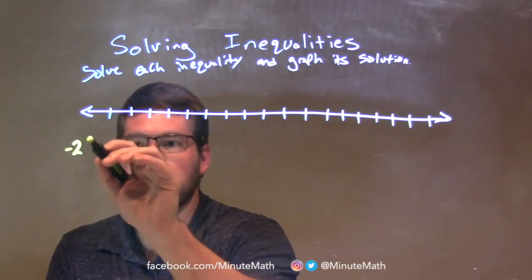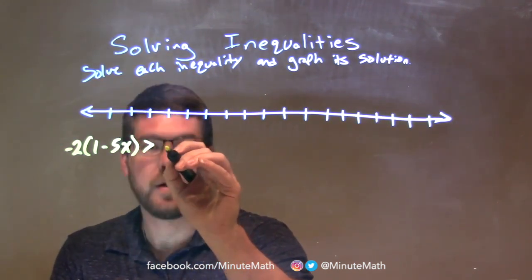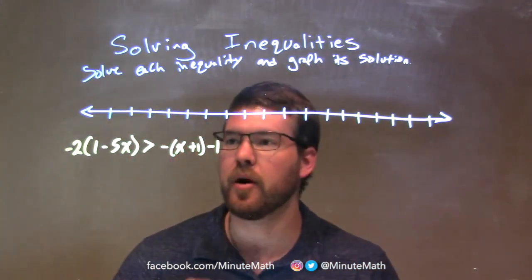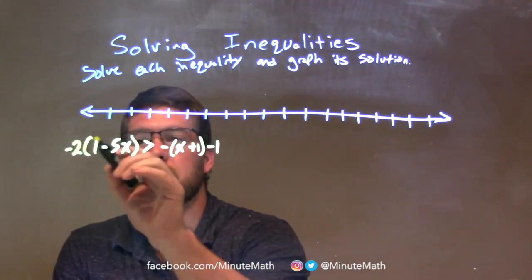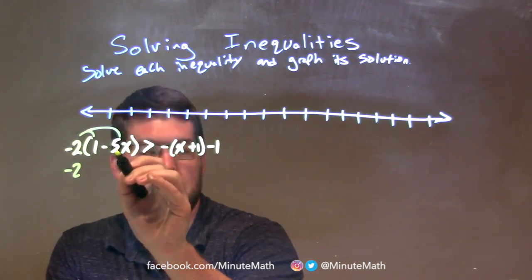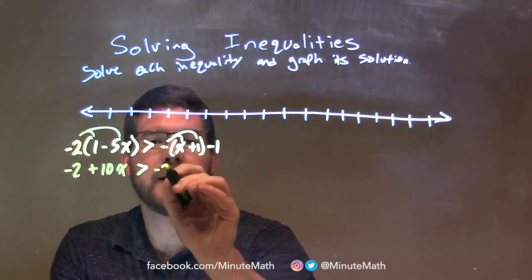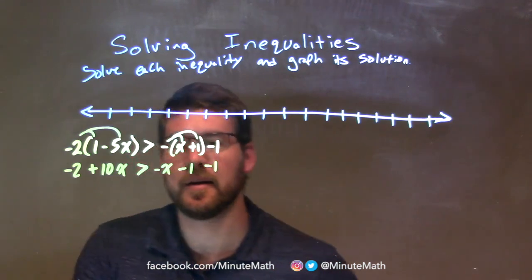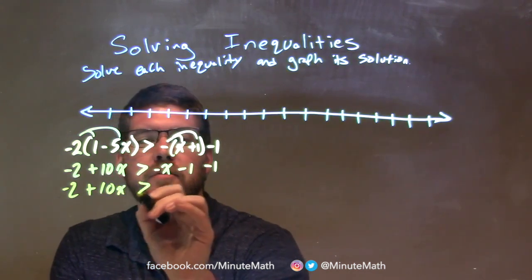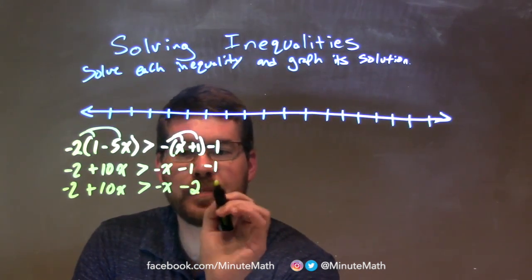Negative 2 times (1 minus 5x) is greater than negative (x plus 1) is less than 1. All right. First thing I want to do is distribute the negative 2 across. So I'm going to distribute this negative 2 here. Negative 2 times 1 is a negative 2. And negative 2 times a negative 5x is a positive 10x. That's greater than, distribute this negative across, negative x minus 1, and then we have a minus 1 out here. Okay? Well, let's just simplify the right-hand side a bit. 2 plus 10x is greater than negative x minus 1 together comes to be a minus 2.